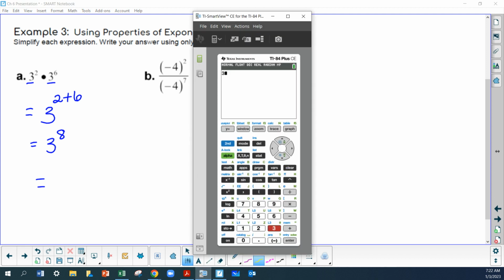So key in 3, use your caret key. Now, I'm on a graphing calculator. You may be on your scientific, but for both, there should be a caret key or a raised power key. And let's put our 8 in, and we get 6,561.